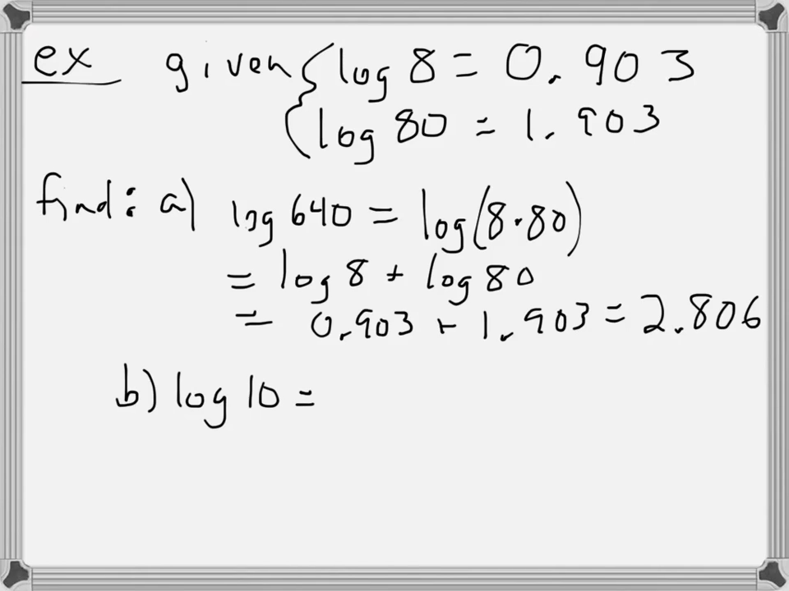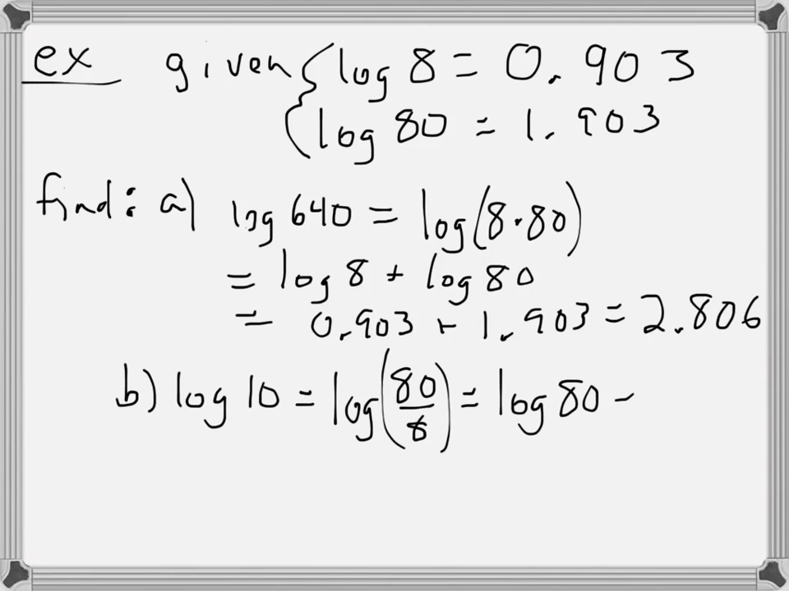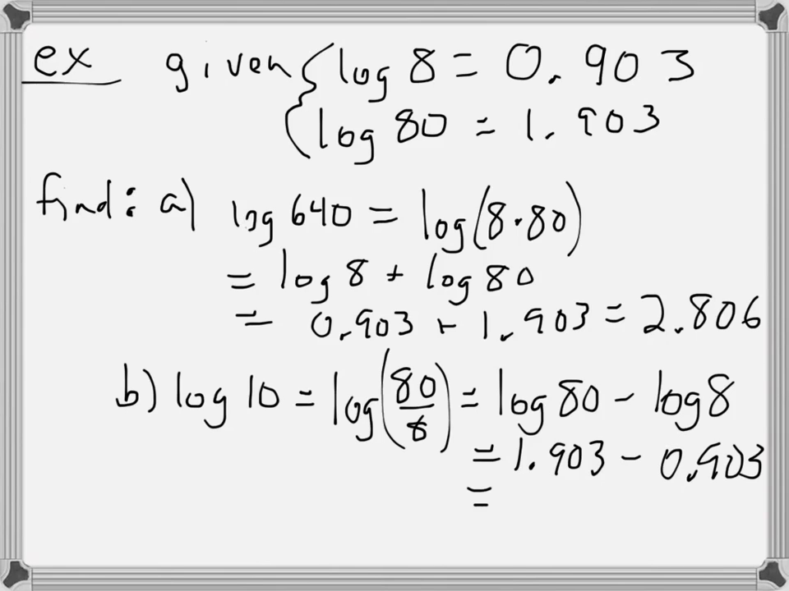Okay, how about the log of 10? And again, we are in base 10 here. But again, let's just use the fact that I have the log of 80 and the log of 8, and I know that 80 divided by 8 is going to give me 10. So I'm using my quotient rule that says I can subtract my logarithms now. So this should be 1.903, that was given above, minus 0.903, that's going to equal 1. And that should make sense because log base 10 of 10 is 1, because 10 to what power equals 10?